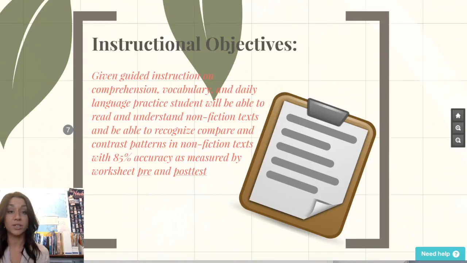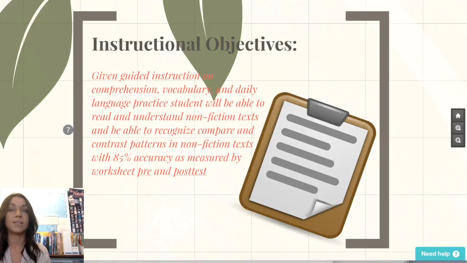Given guided instruction on comprehension, vocabulary, and daily language practice, students will be able to read and understand nonfiction text and be able to recognize, compare, and contrast patterns in nonfiction text with 85% accuracy as measured by worksheet pre and post test.